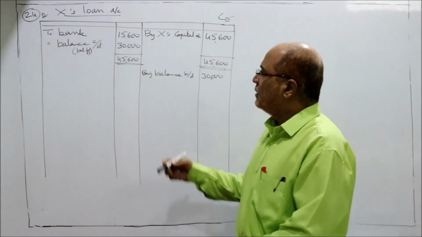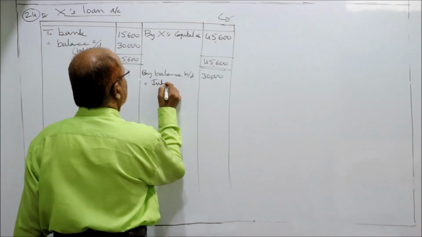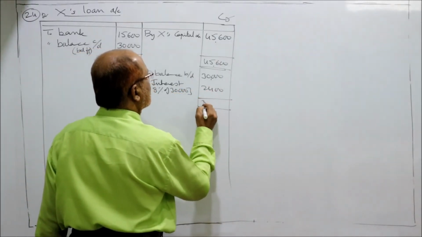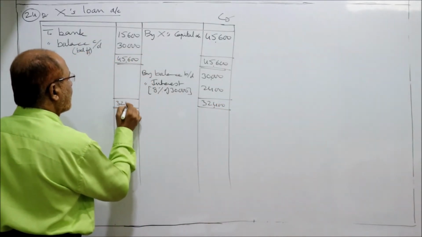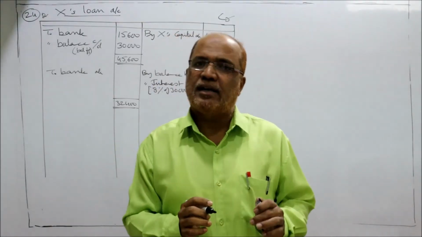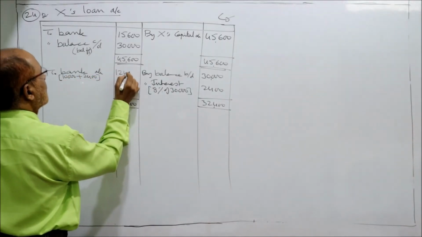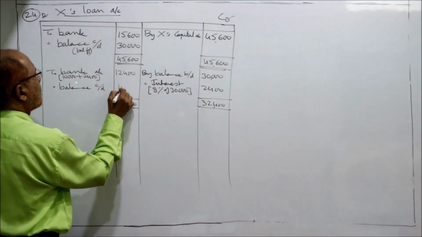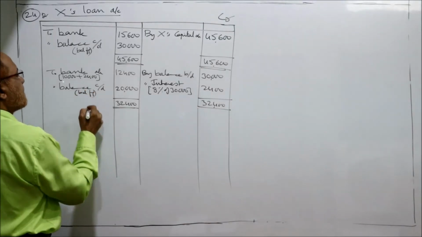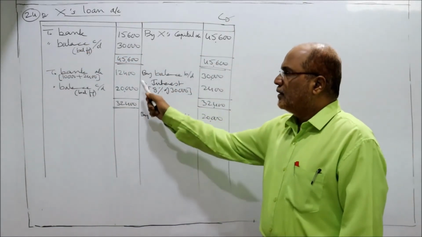This will be carried over to the next year. Next year, by balance brought down. Now in this year, interest will be paid to him at the rate of 8%. So by interest, 8% of 30,000, 2,400. 32,400 to bank. Now here the 10,000 rupees principal plus the interest will be paid. So total is 10,000 plus 2,400, 12,400 will be paid. Balance will be 20,000. One year completed. Now remaining balance will be 20,000.